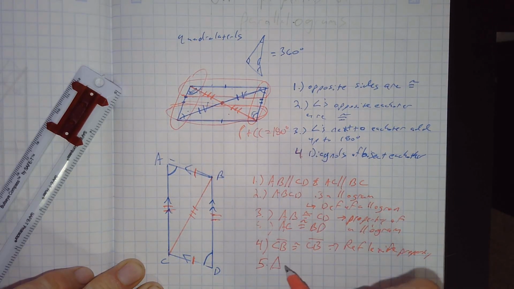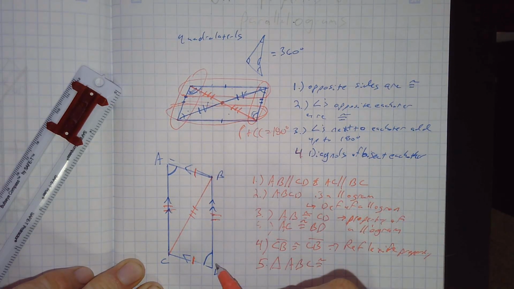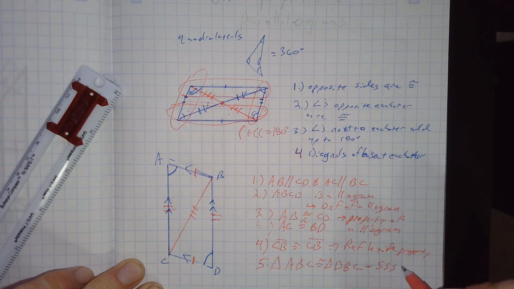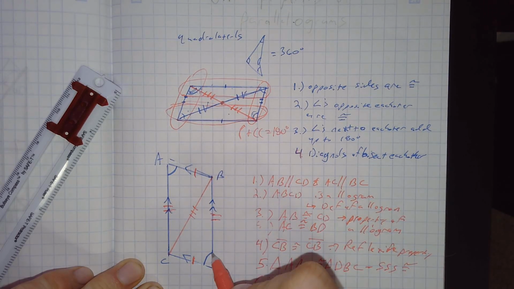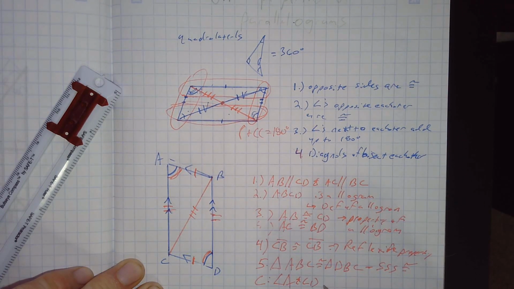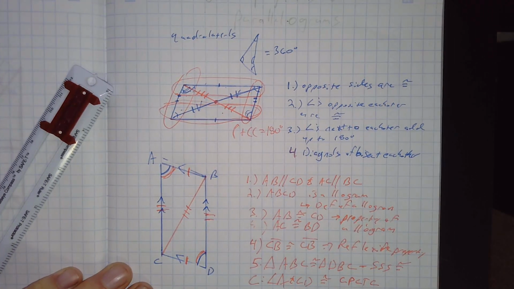I can say triangle ABC is congruent to triangle DBC because of side, side, side congruence. And if that is true, now I can say that right angle A and angle D are congruent because of corresponding parts of congruent triangles are congruent. Okay, so that is how you would solve this thing.